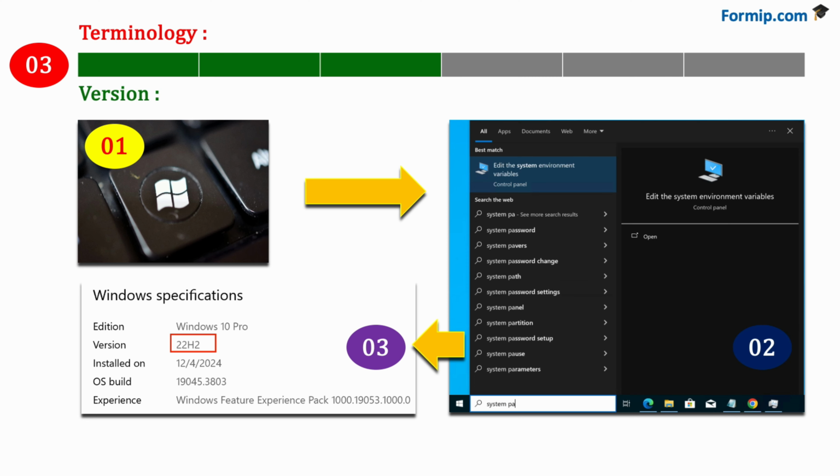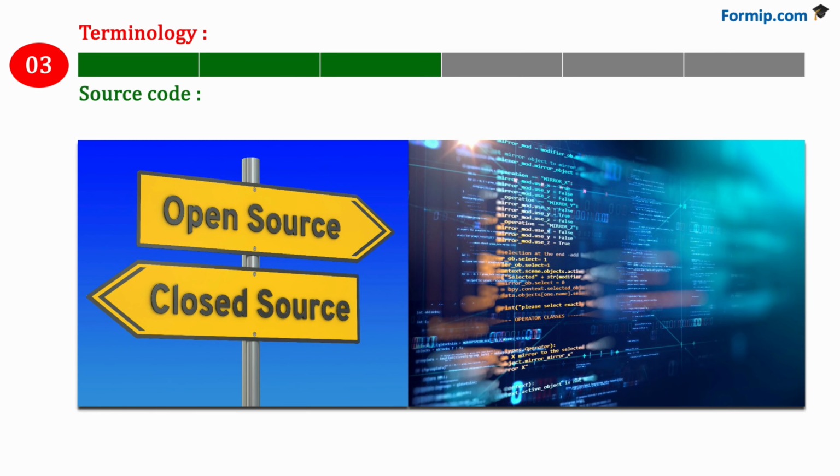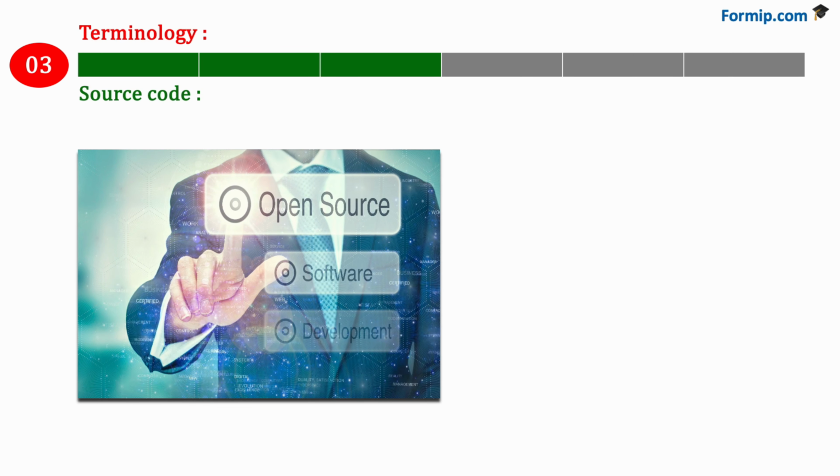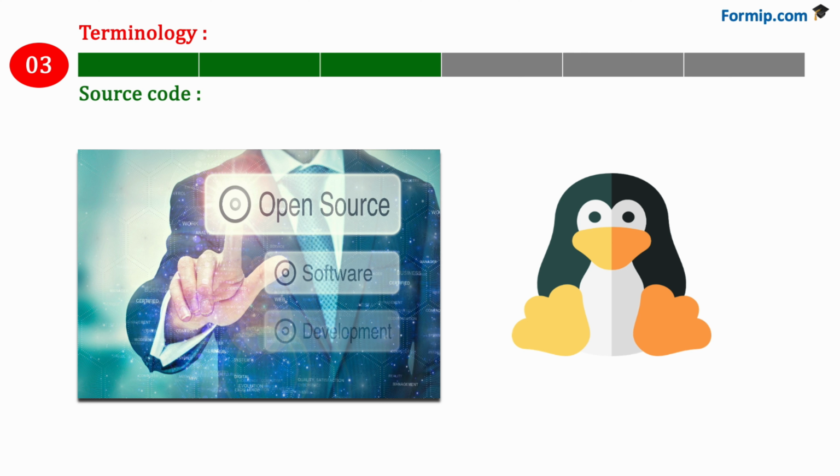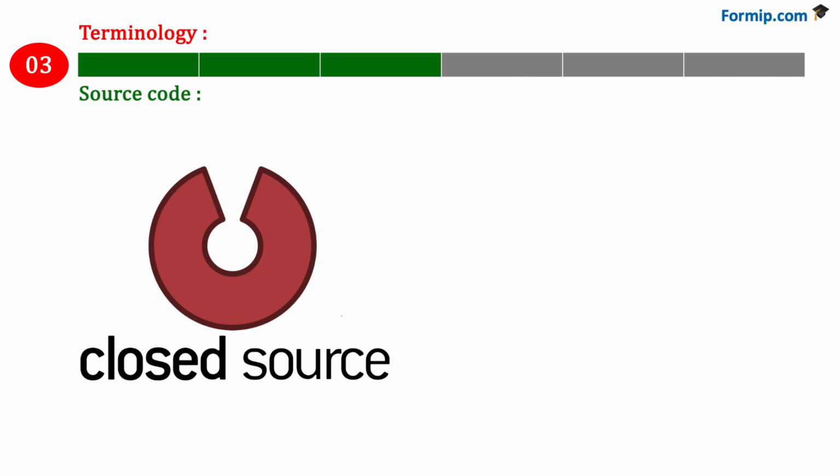We are now going to talk about a term to know which is the source code, which allows the operating system to work. It is important to know that some operating systems are open source. An open source system is an operating system that can be analyzed and modified by any user. For example, Linux is an open source operating system, and its opposite is the closed system, which means that only an owner or developer can modify or review the code.